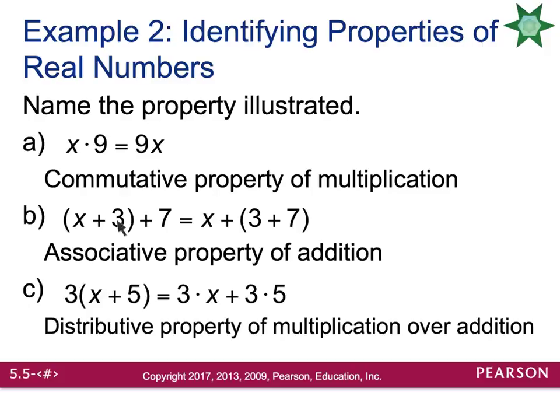Okay. Here we're adding x plus 3 first and then 7. And then on this side we're adding 3 plus 7 first and then x. Okay. That's our associative property of addition, right? We're switching, regrouping the way we're adding three numbers.